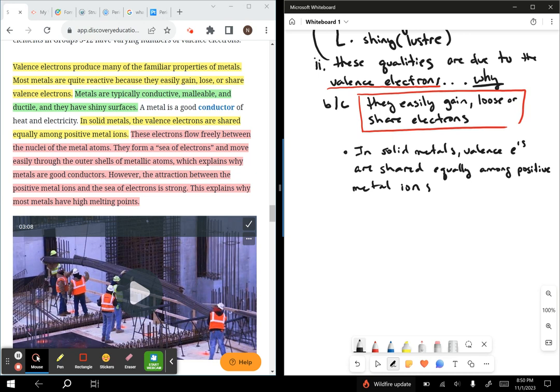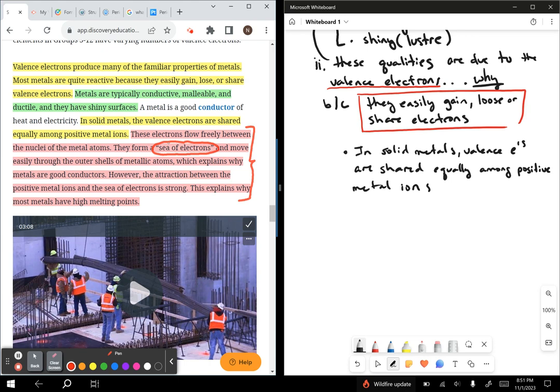These electrons flow freely between the nuclei of the metal atoms. They form a sea of electrons and move easily through the outer shells of metallic atoms, which explains why metals are good conductors. Where am I at? I'm over here, and we're looking at this paragraph here right now. And this is kind of an interesting concept that you're going to see from time to time. Okay, so we're considering it right now.